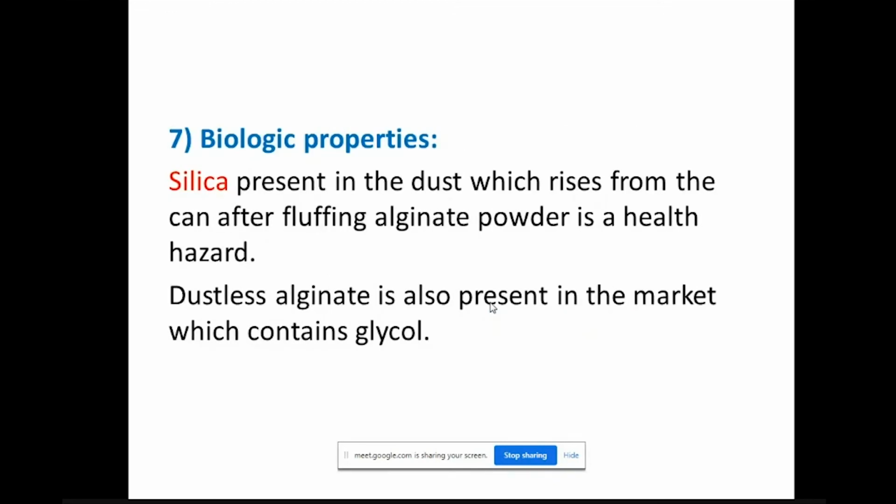Number 7, biological properties. Usually, silica is present in the alginate. It can be hazardous to the GIT system. That's why you can use alginate, but the dentist must be covered by a mask. Sometimes you have dustless alginate. It contains glycol instead of silica. It cannot have any effect on the breathing system.